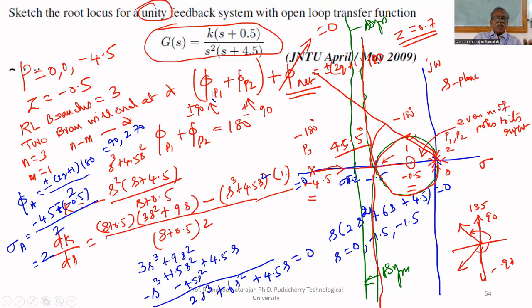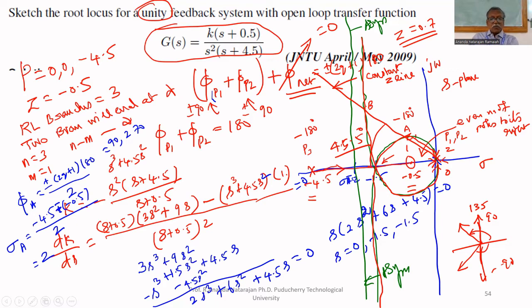Find the value of K for zeta equal to 0.7. Therefore, I have drawn a line, the constant zeta line, at an angle of 45.5 degrees with the negative real axis. Why? Because cos inverse of 0.7 equal to 45.5. So it cuts the root locus at 2 points, A as well as B. Whether I have to consider A or B.